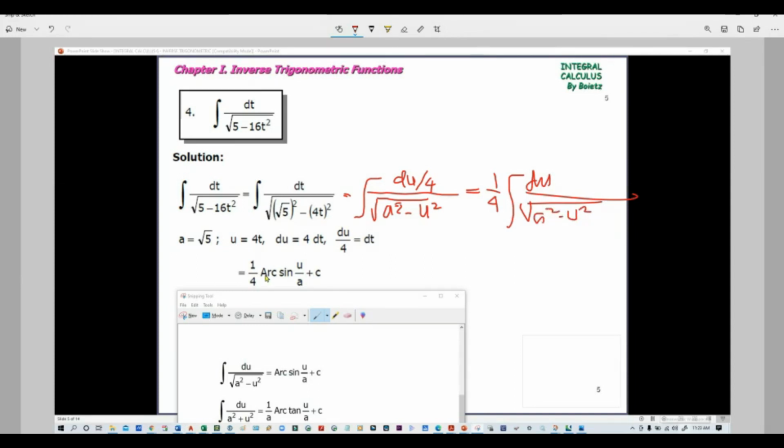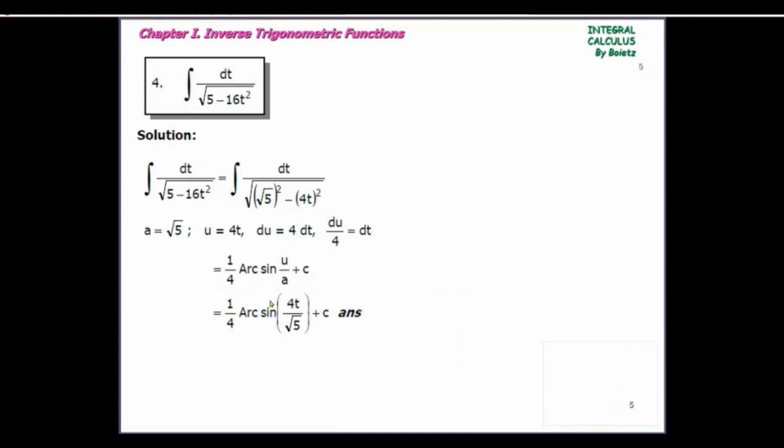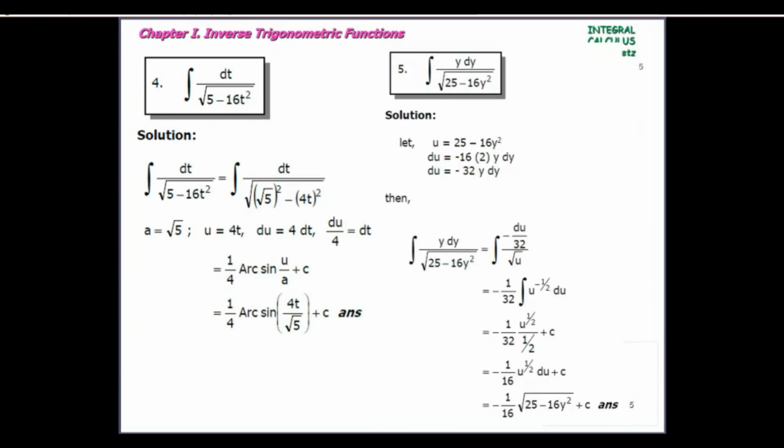Kaya lalabas is 1/4 arc sine. So using this formula, arc sine u over a. Then pag sinubstitute, okay, lipat na ako sa PowerPoint. Pag sinubstitute, this will become u is equal to 40, then a is equal to square root of 5. Okay. Then number 6.